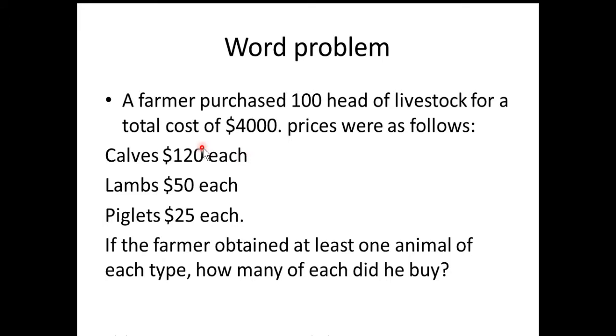Here a farmer purchased 100 head of livestock for a total of $4,000, and these were the prices: $120 for each calf, $50 for each lamb, and $25 for each piglet. So if the farmer obtained at least one animal of each type, then how many of each did he buy? That we have to find.